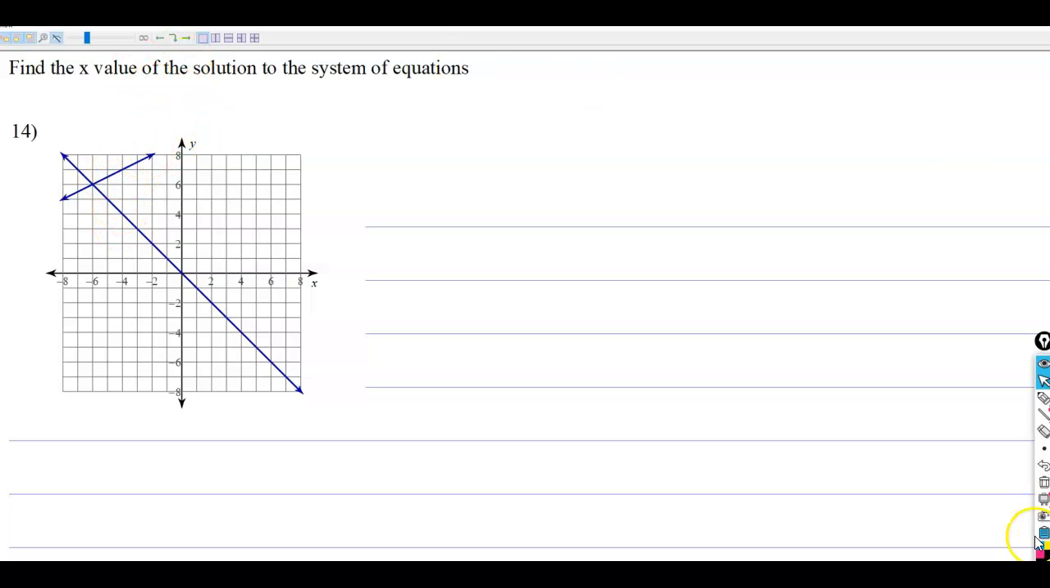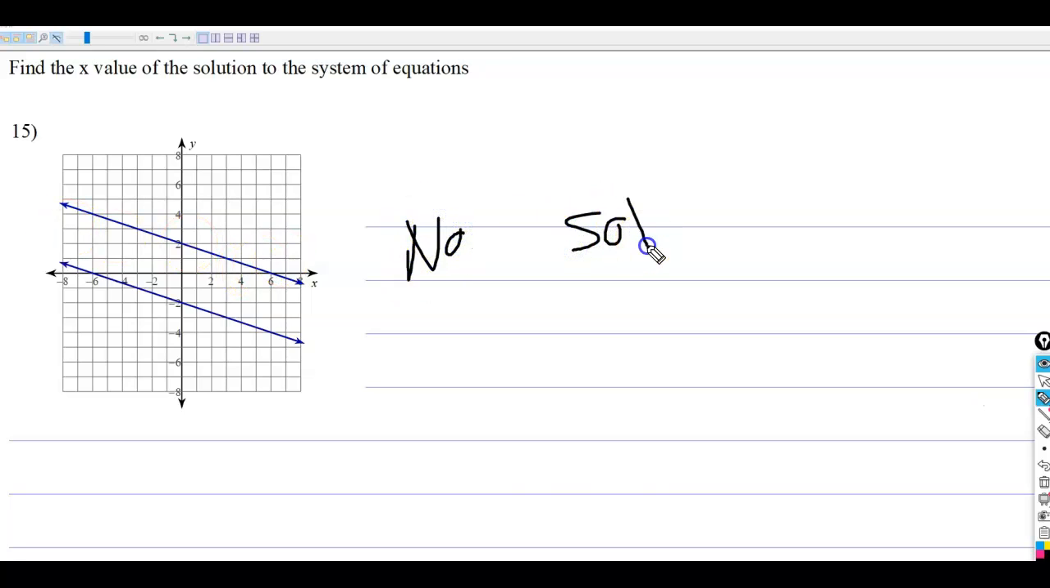On this one, the solution would be the point, once again, where the lines are crossing, which is right here. And the coordinates for that one are negative 6, positive 6. This is a no solution situation. If the lines don't cross, there is no solution to the system of equations.